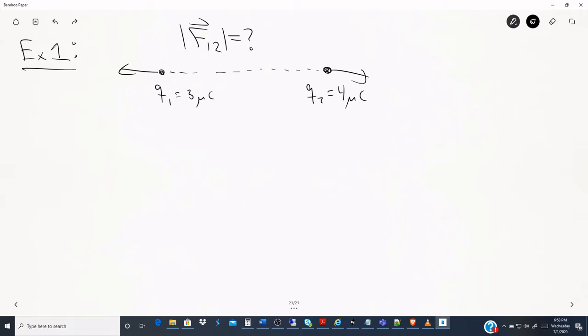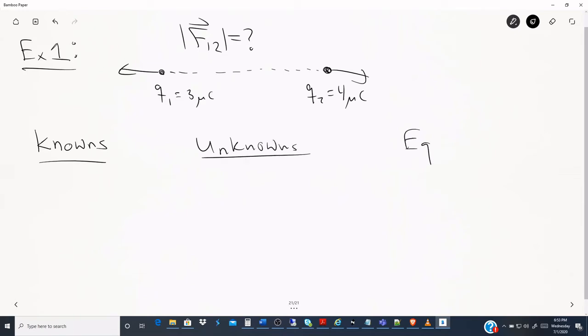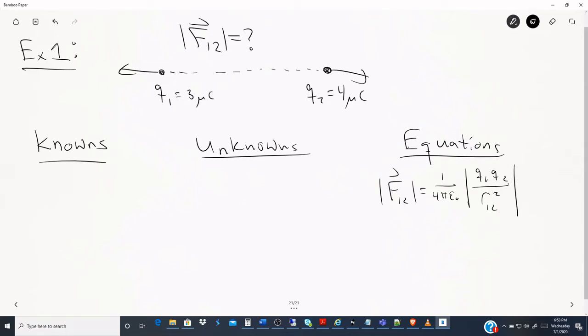Okay, so to start this problem, I'm going to make a list of knowns, unknowns, and equations. The relevant equation is obviously the magnitude equation for the force between two charges, and that's just Coulomb's law. You should probably go ahead and memorize Coulomb's law because it's not going away. It's going to be coming up over and over again throughout the course.